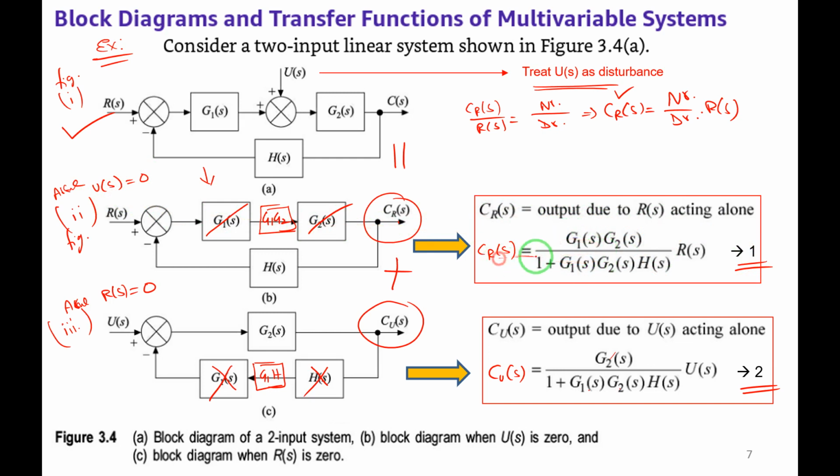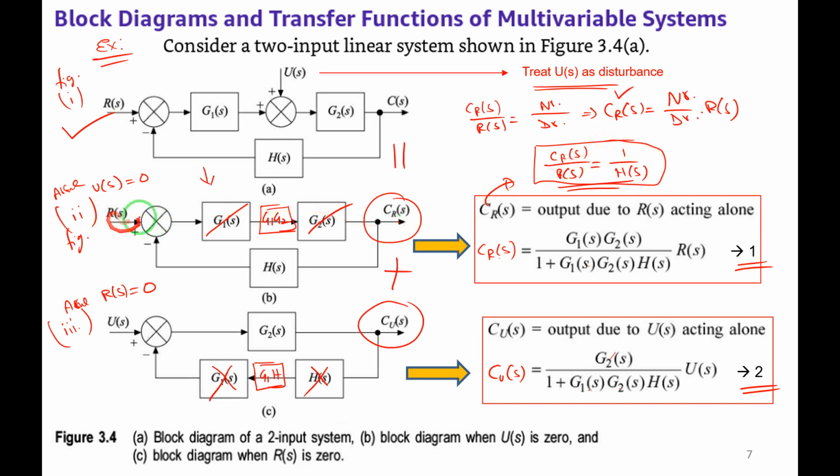Just take this equation, CR of S, and take this R of S this side: CR of S by R of S. G1 G2H is very much greater than 1, which means this 1 can be neglected. This 1 is neglected, right? This vanishes, so G1 G2 cancels. So what will I be getting? I will write it here. CR of S divided by R of S is equal to, since G1 G2 cancels, 1 by H of S from equation 1 after applying those two conditions. So CR of S by R of S is equal to 1 by H of S.